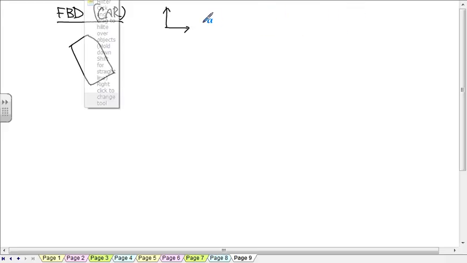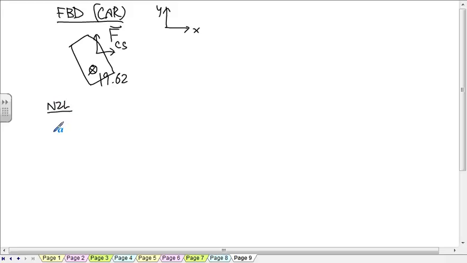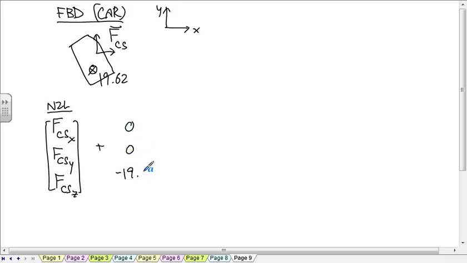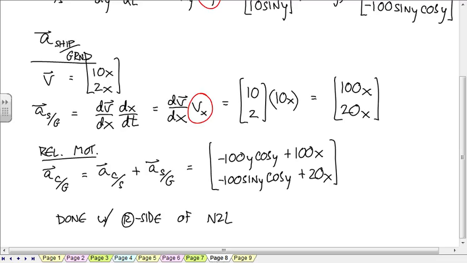What forces are acting on the car? We're looking at this in the plane of the deck of the ship. Yep. So there's a force downward of, I think I said 2 kilograms, so 19.62 newtons down. And then there's a force on the car by the ship. And Newton's second law then says F_CS, X, Y, and Z, plus 0, 0, negative 19.62 is equal to the mass of the car times that crazy function.